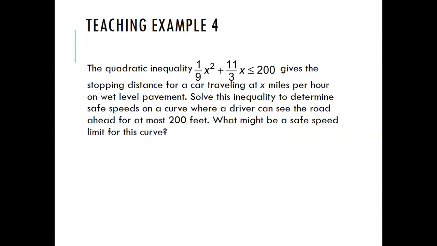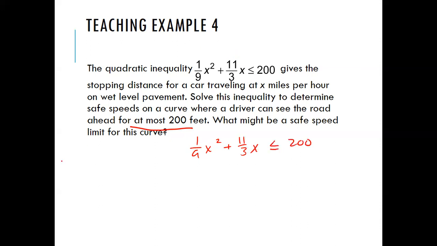Okay, so x is the miles per hour that they're driving. And so we want to know what would be the safe speed. It's saying at most 200 feet. So that's why this says less than or equal to 200, because it says at most. Does that make sense? Because it could be more than 200, but not less than 200. Okay, so we have 1/9 x squared plus 11/3 x is less than or equal to 200.